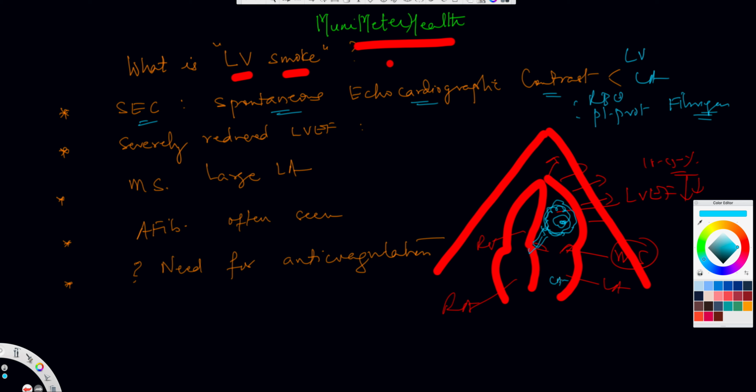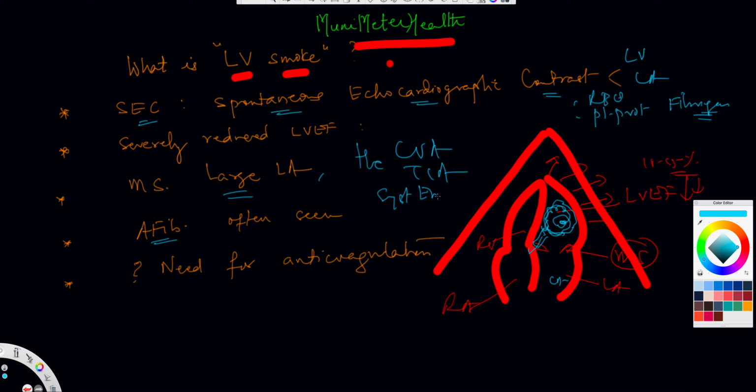Now we know it's a common, very old saying, where there is smoke there is fire. So obviously wherever there is LV smoke, we call it in quotes here, there is a presence of either a large atrium, there might be a presence of atrial fibrillation, or there might be a previous history of CVA or a TIA, or even a systemic emboli.